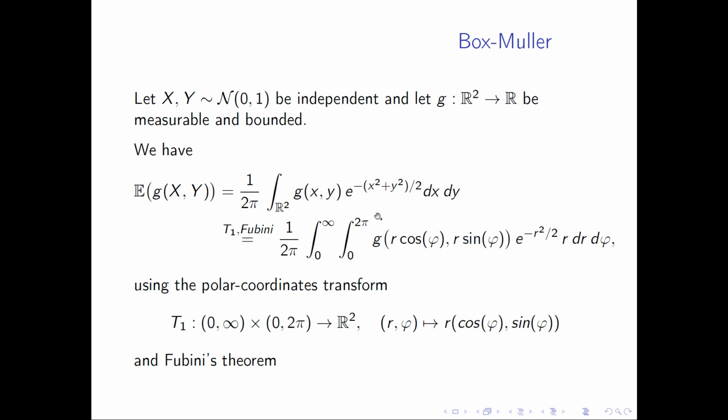So if x is this and y is this, we can also compute x squared plus y squared. It's r squared cosine squared phi plus r squared sine squared phi, and cosine squared plus sine squared is 1, so only r squared remains. And then we have this term r here. That's the correction term which comes from the Jacobi determinant. And here we have also used Fubini's theorem to exchange the order of integration, but that's not the main point here. We are using the polar coordinates transform to rewrite this expression as this expression.